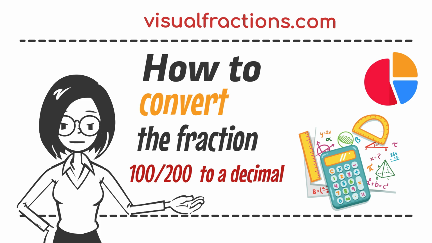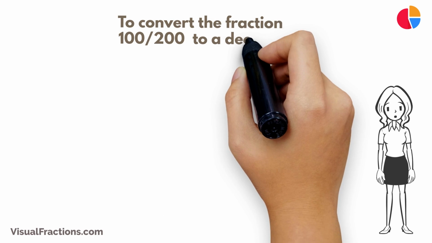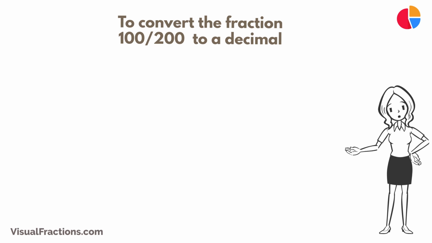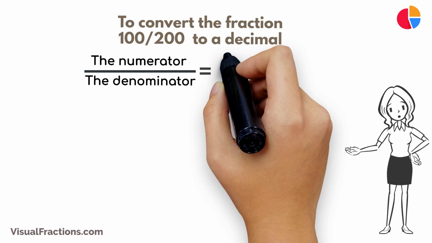Today, we're going to explore how to convert the fraction 100/200ths to a decimal. To convert the fraction 100/200ths to a decimal, all we need to do is divide the numerator, the top number, by the denominator, the bottom number.